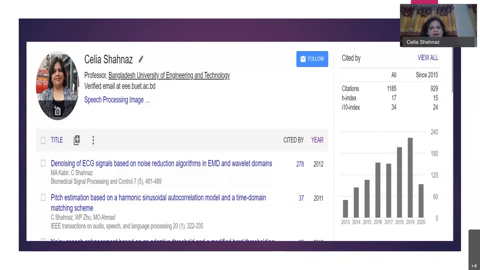So if you can see my paper, denoising of ECG signals based on noise reduction algorithms in empirical mode decomposition and wavelet domains, it has a citation count of 270. It indicates that it doesn't matter where you are, it doesn't matter how high your limitations are. If you have a good idea, if you have a good drive, you will always find a venue for collaboration, and you can always inspire your students or younger generation to publish better work that can be cited by others and that can be useful for others.